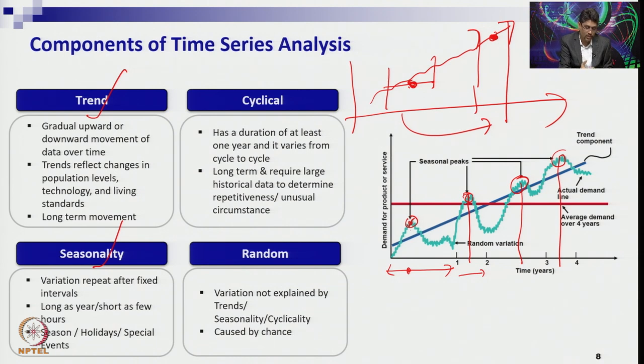Then we come to randomness. Randomness, like you can see in this particular space here, it's random. This randomness is not present in the second year or in the third year. But here, you can see the randomness is there. So we call it randomness or irregularities.